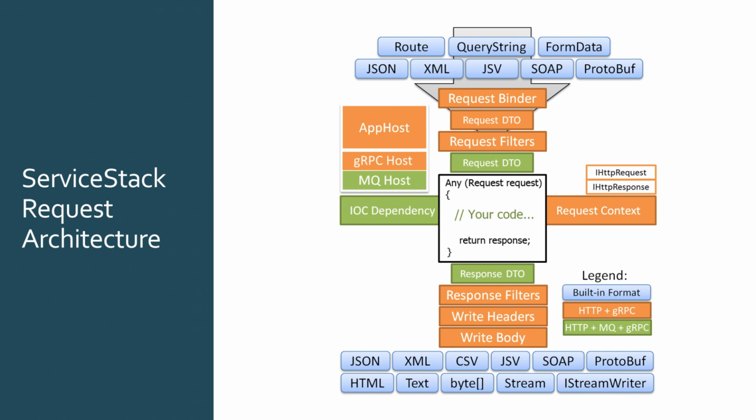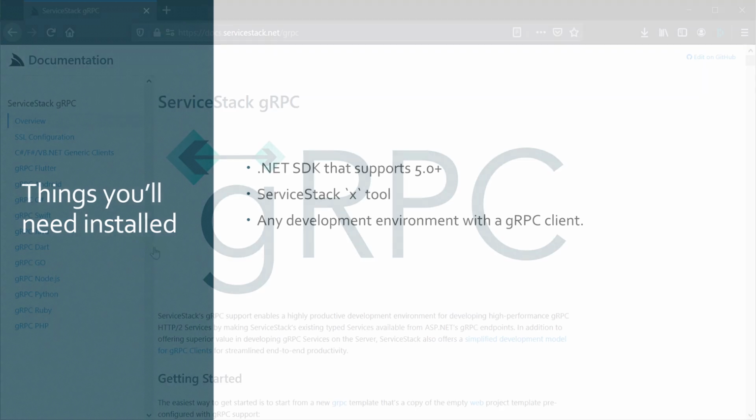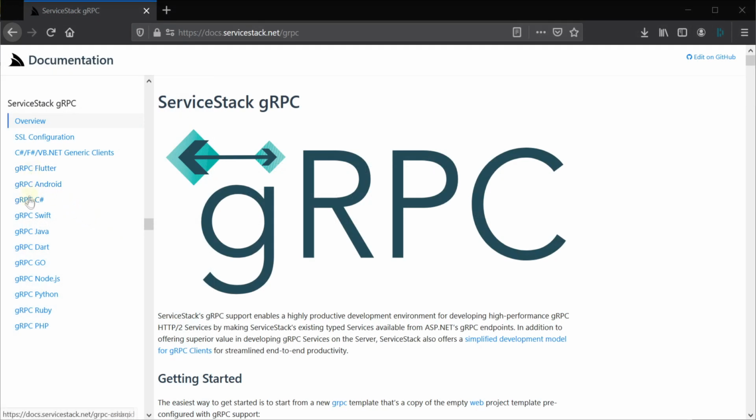This will highlight what it means to share service implementations between standard HTTP and message queue services right alongside gRPC. Before we get started, we'll need to make sure we have a few things installed. You'll want the latest version of the .NET 5 SDK, the ServiceStack x tool, and any development environment that supports a gRPC client. Today we'll be using IntelliJ to write a simple Dart console application that connects to our ServiceStack server. This will demonstrate the interoperability of ServiceStack with gRPC support with any standard gRPC clients.